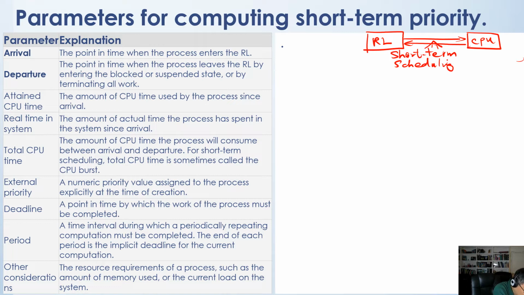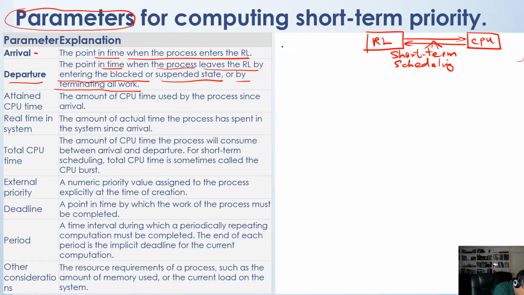So if it's time for the short-term scheduling to decide which process should run next, then the algorithm is going to check which one has the highest priority. Now the question is, how can we determine what the priority is for each of the processes? Okay. Now on the table, we can see all these parameters we use to determine the short-term priority. Now one of these parameters is called arrival time. Now what is arrival time? Arrival time is the point in time when the process enters the ready list. Okay. And the departure time is the point in time when the process leaves the ready list by entering the blocked or suspended state or by terminating all work.